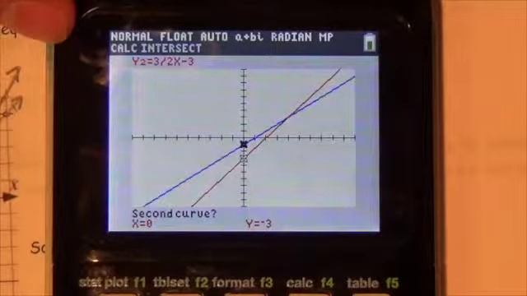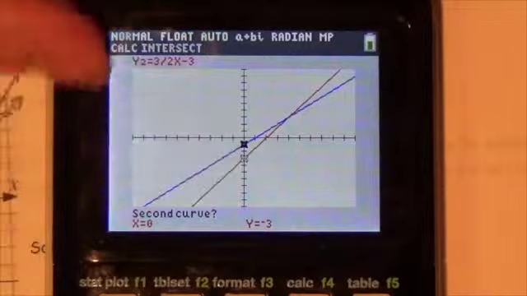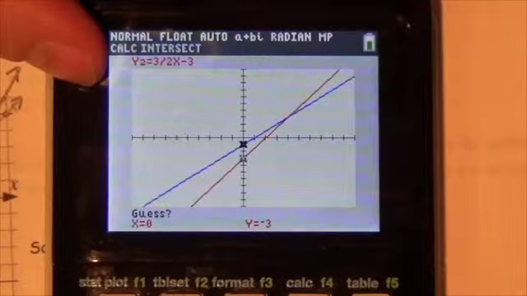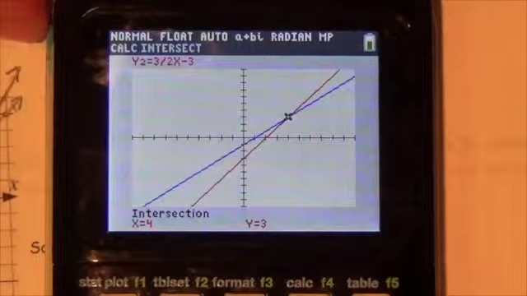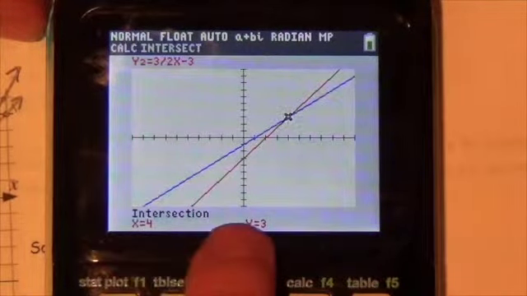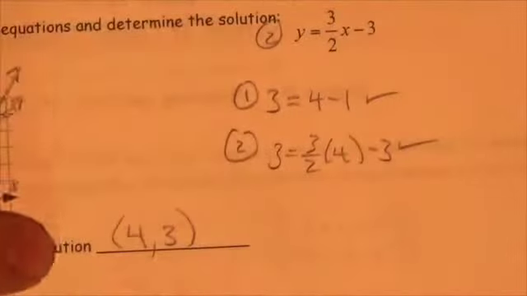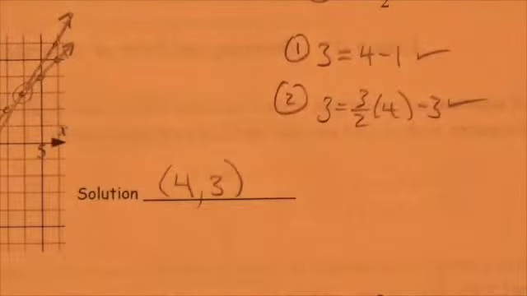Press enter to say yes. Is this the second equation? Press enter to say yes. Is it okay if it guesses 0, -3? Yeah, sure. Guess, knock yourself out. Just press enter, and it takes you to the point 4, 3. Look at that. We got it right.